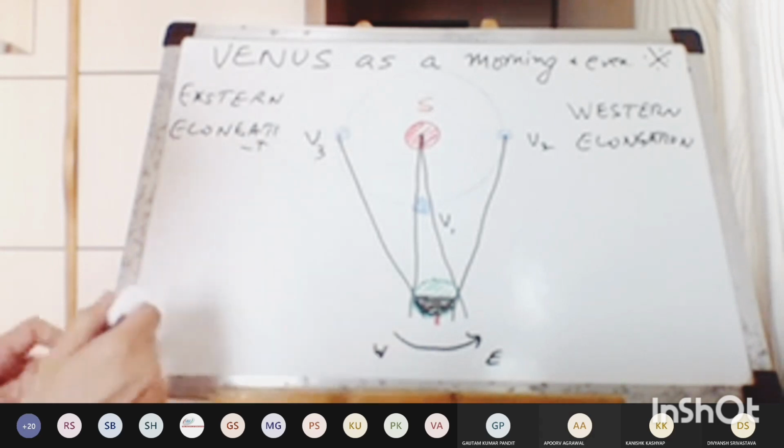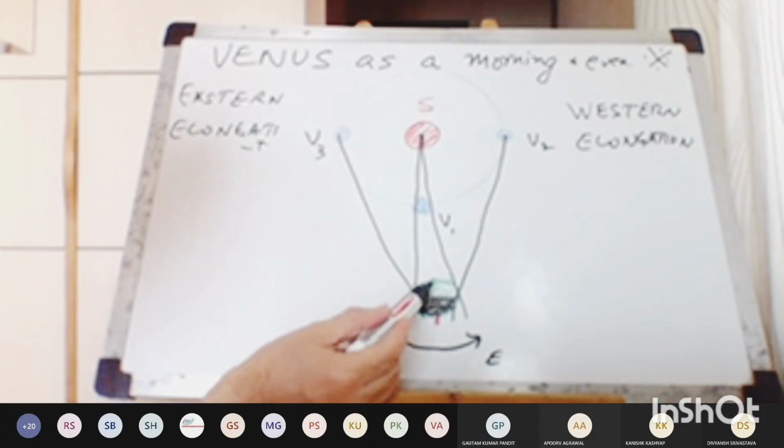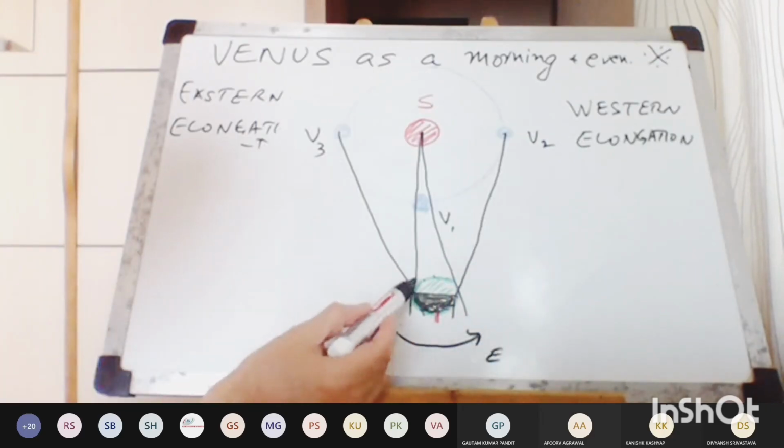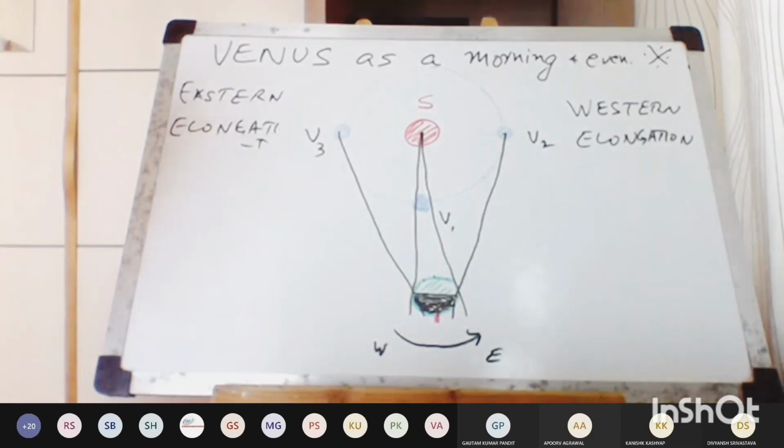If this is India, this may be Singapore or some other country. The earth is rotating like this. So this becomes easterly elongation. So if you have understood this part, it is very good. It is a slightly difficult topic. I can show you a video on this Venus. Venus and Mercury are rotating around the sun.